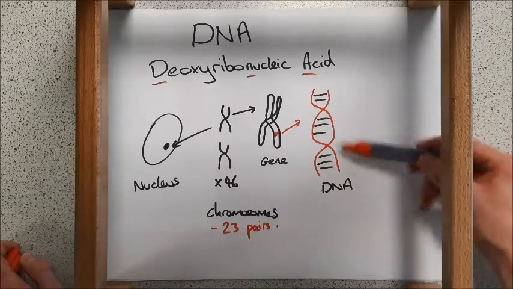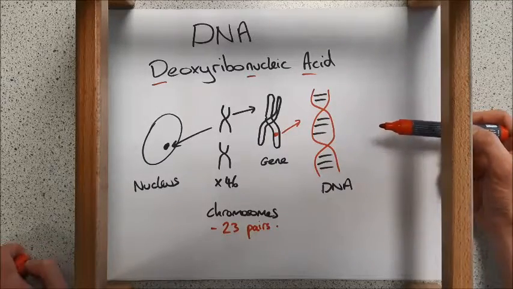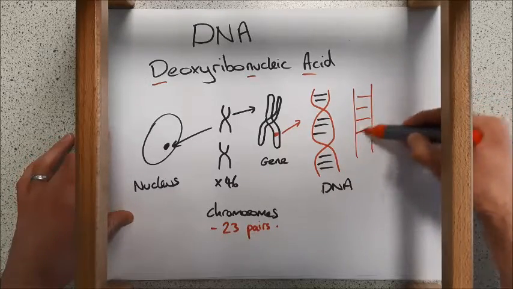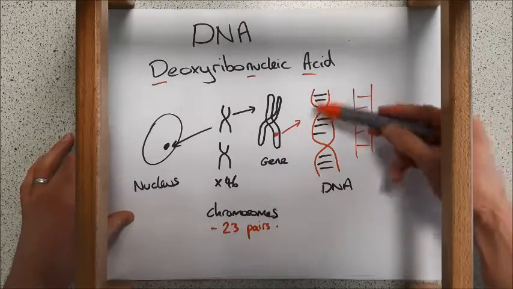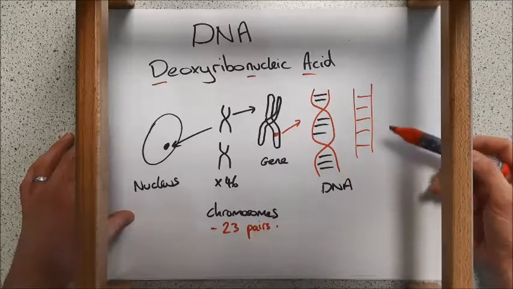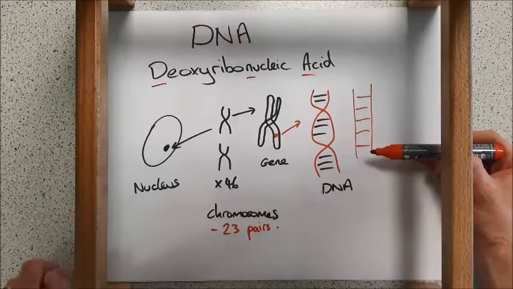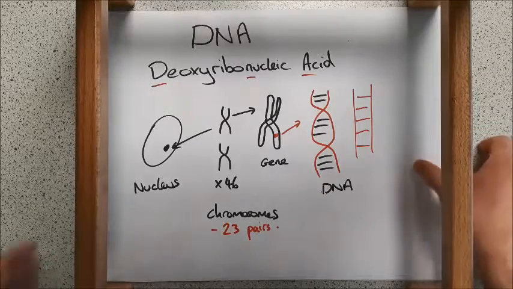Now, this structure is called a double helix structure. The way to imagine it is like a ladder that's just been twisted so that it's all spirally. Now, these rungs of the ladder are what we're going to be talking about next, because they are very important in how DNA works.